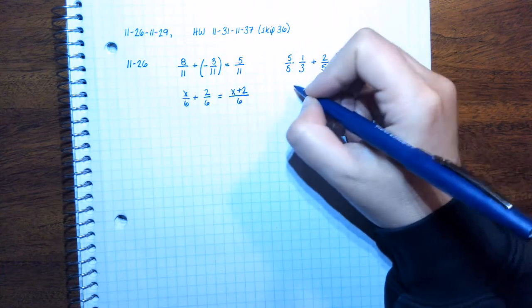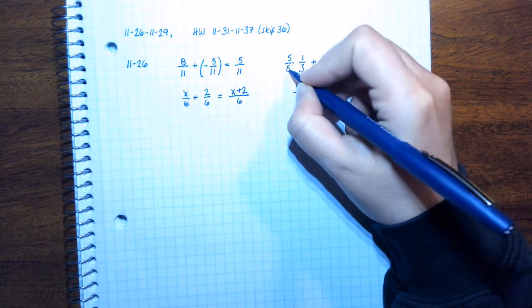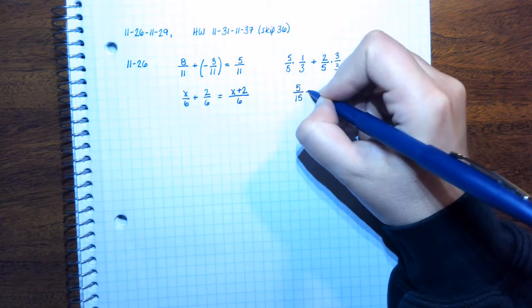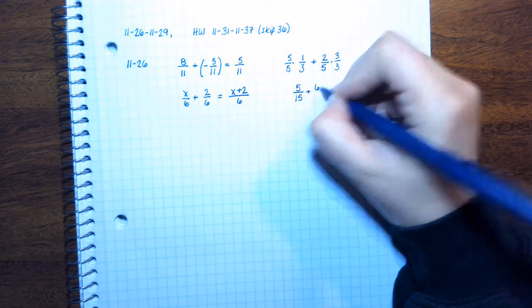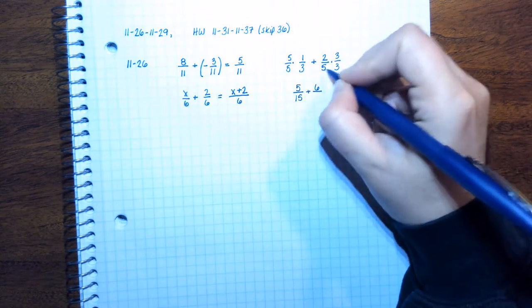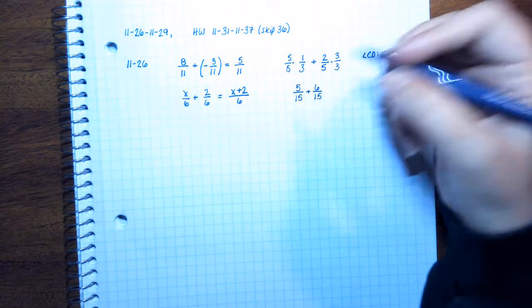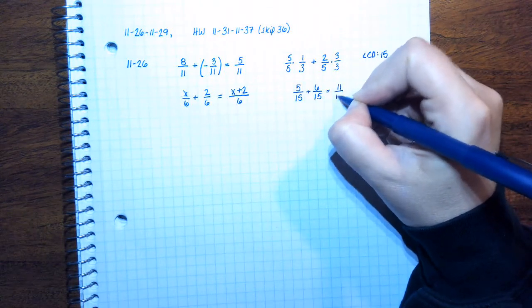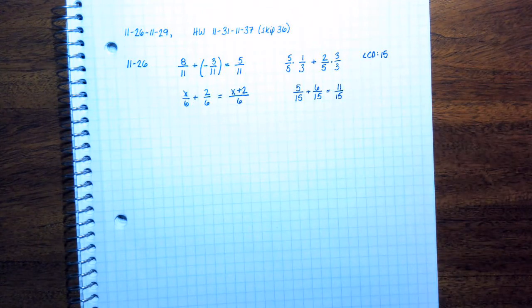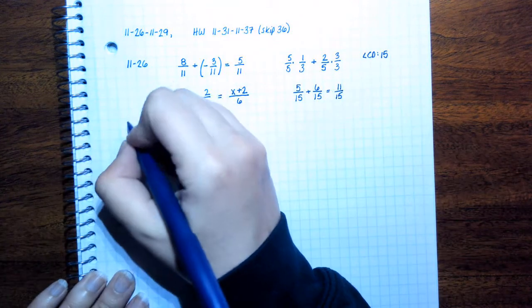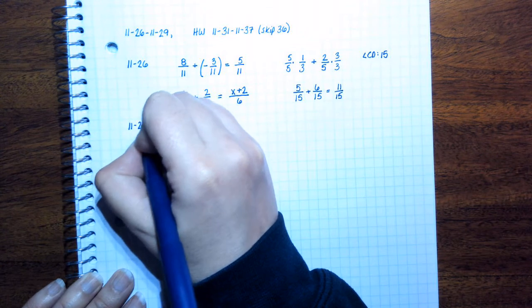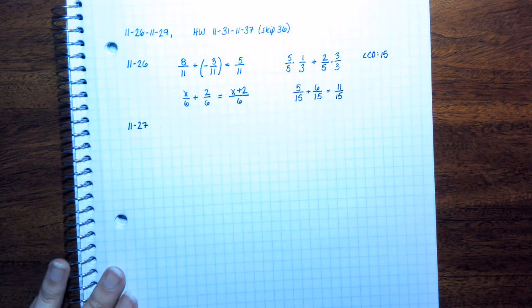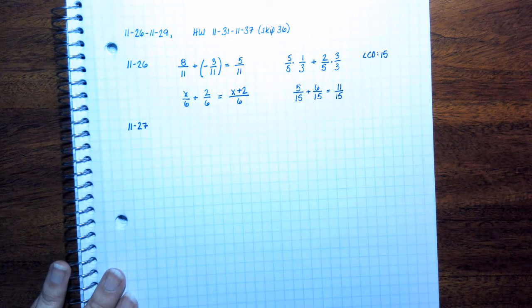Okay, so 5 times 1 is 5. 5 times 3 is 15. 2 times 3 is 6. 5 times 3 is 15. Okay, so now we're adding. 5 plus 6 is 11. Denominator stays the same. And that will help us out a lot with number 27 and 28.